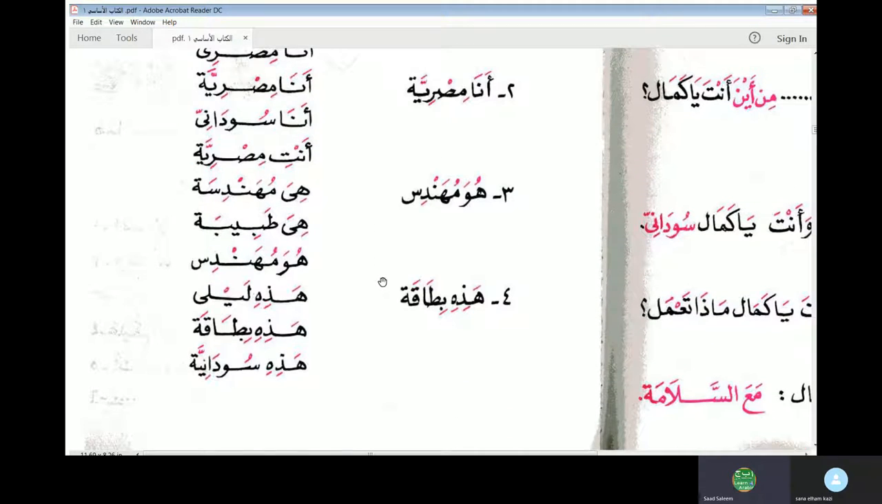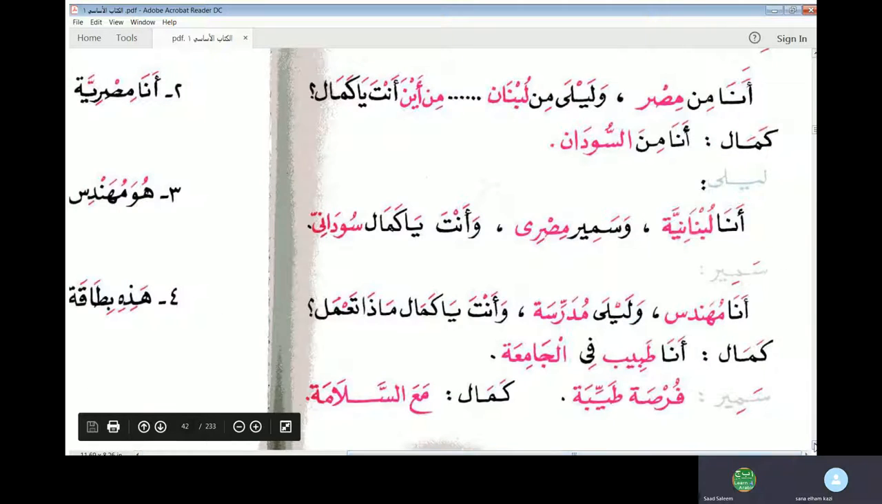Ikhra. Ikhra is read, and ada', put. Khattan, a line, below taht al jumlat al mumathila, under the similar sentence. So, Ana Lubnaniya, we have three options here. The second one is similar, so we will underline that sentence. So we'll skip this question and do this question. It is easy. Next.